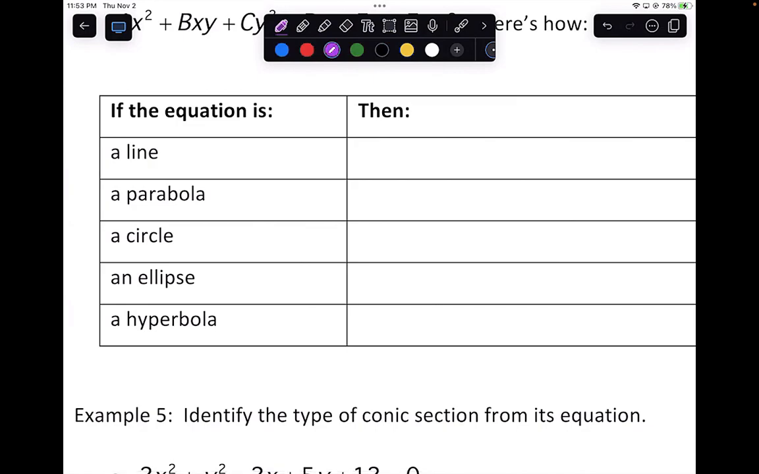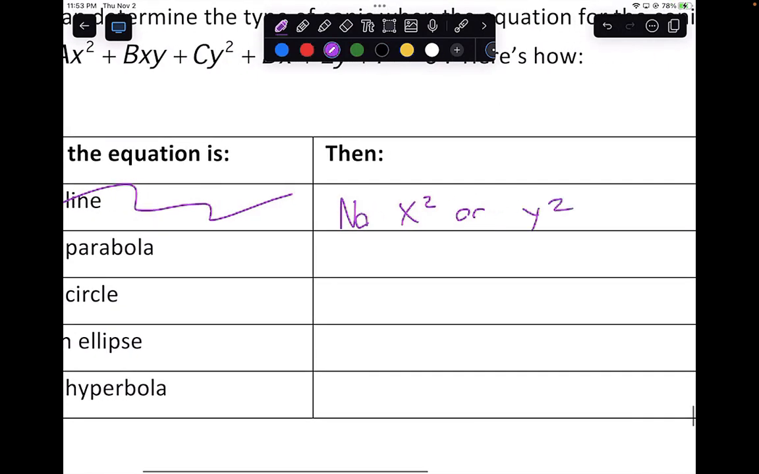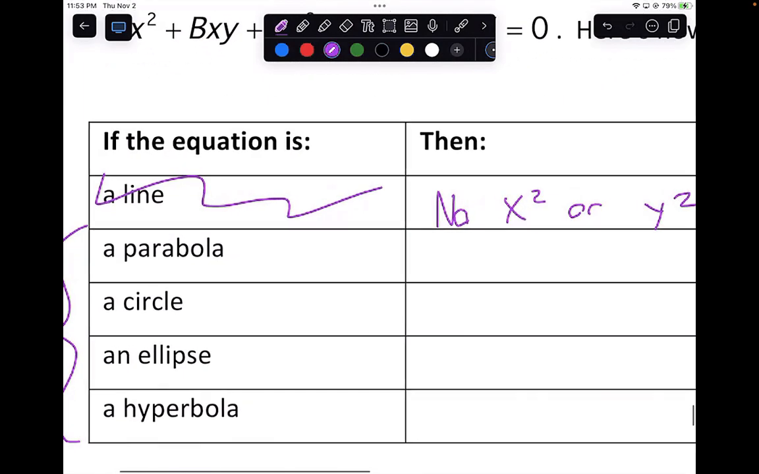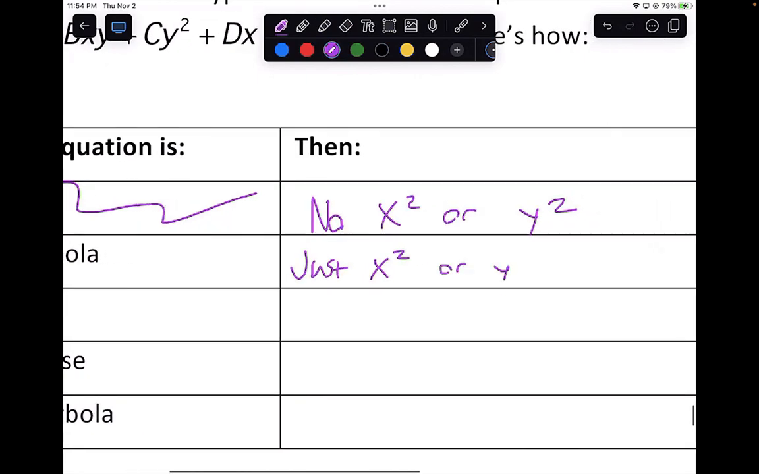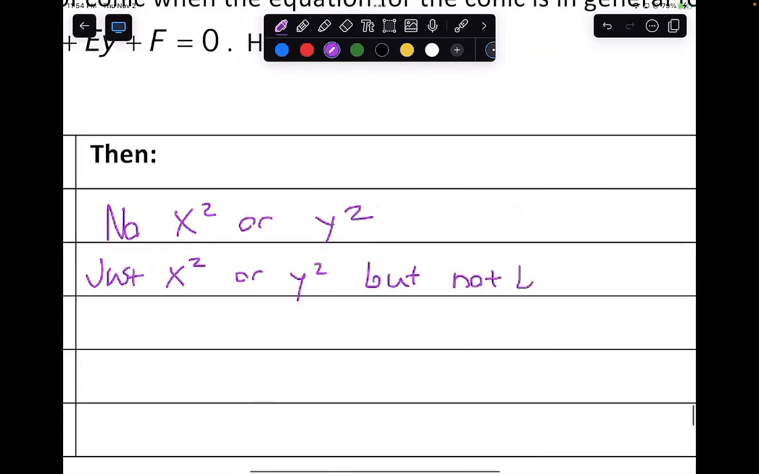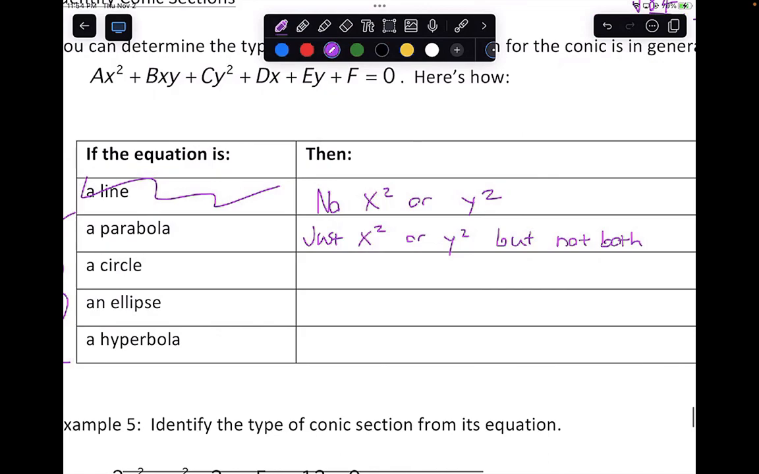A lot of times we won't really see the line, but a lot of times the line will have no x squared or y squared terms. Something that's linear usually won't have x squared or y squared. A lot of times we won't throw those at you. These are the conics we're focusing on in this unit. A parabola, you will have just x squared or y squared, but not both. Down below we'll be able to look at them and then determine based off of that.